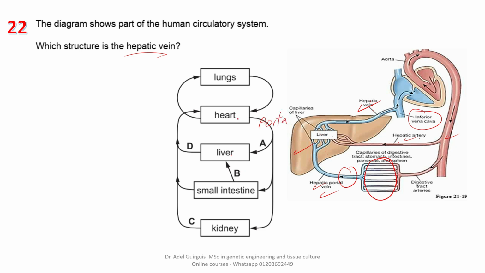Okay, heart, aorta. Aorta branches into hepatic artery, and receives foodstuffs from B, hepatic portal vein, like this one. So what about hepatic vein? Hepatic vein, the exit of blood from liver to circulation in inferior vena cava through what? Hepatic vein. So the answer is G. Look at label.